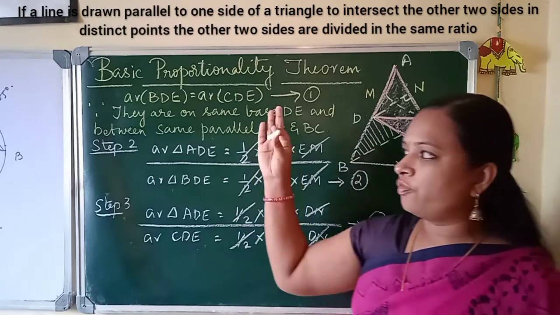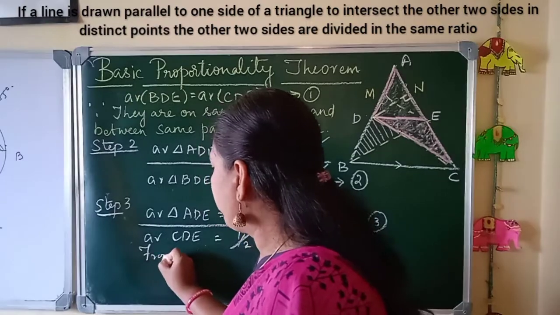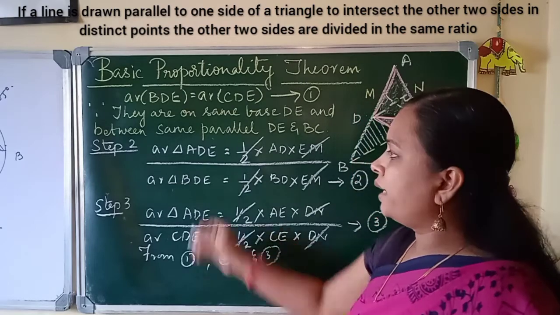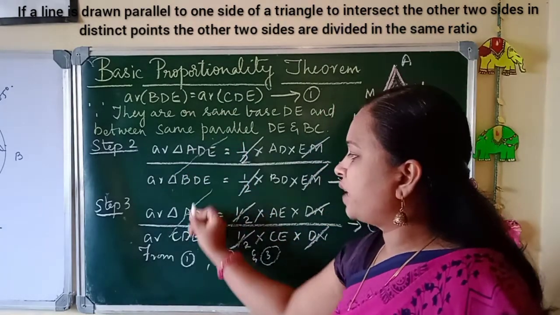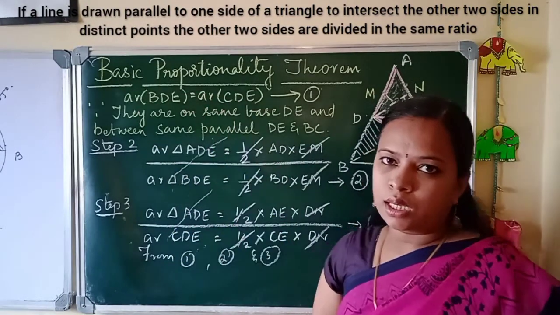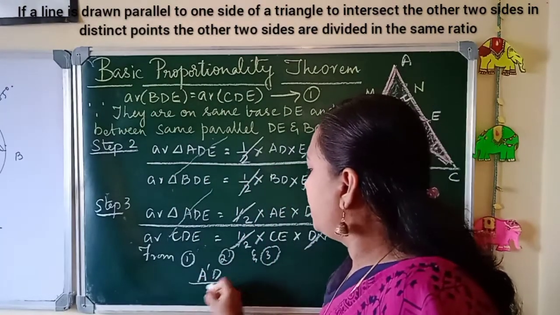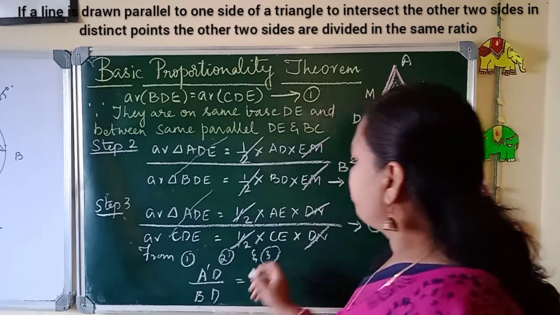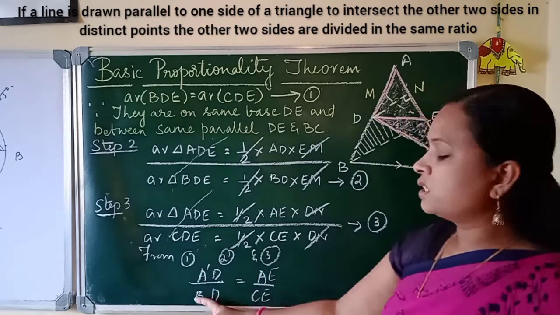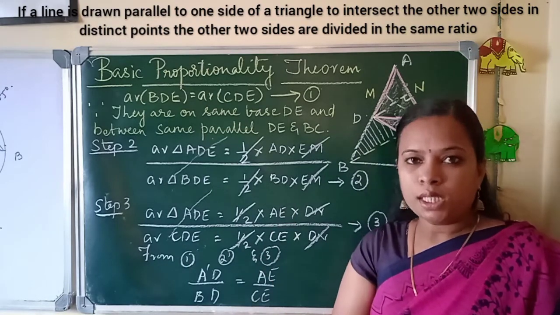So we have solved step 1, step 2 and step 3. Now we are going to come to the conclusion. From 1, 2 and 3, everything will get cancelled. On the left hand side, all these will get cancelled because you have already proved that these two areas are equal. So you are left with the second equation, AD by BD will be equal to AE by CE. So this is what you needed to prove. This is what the basic proportionality theorem states.